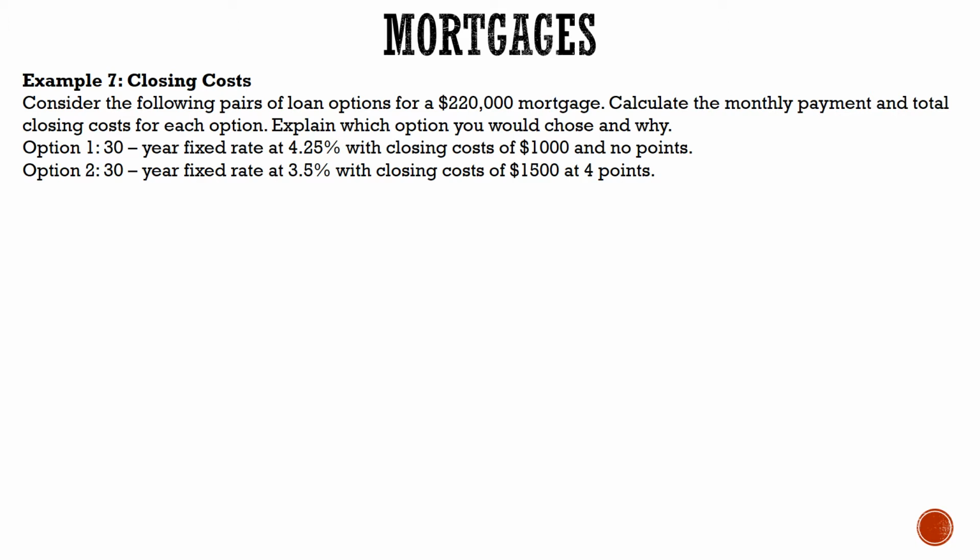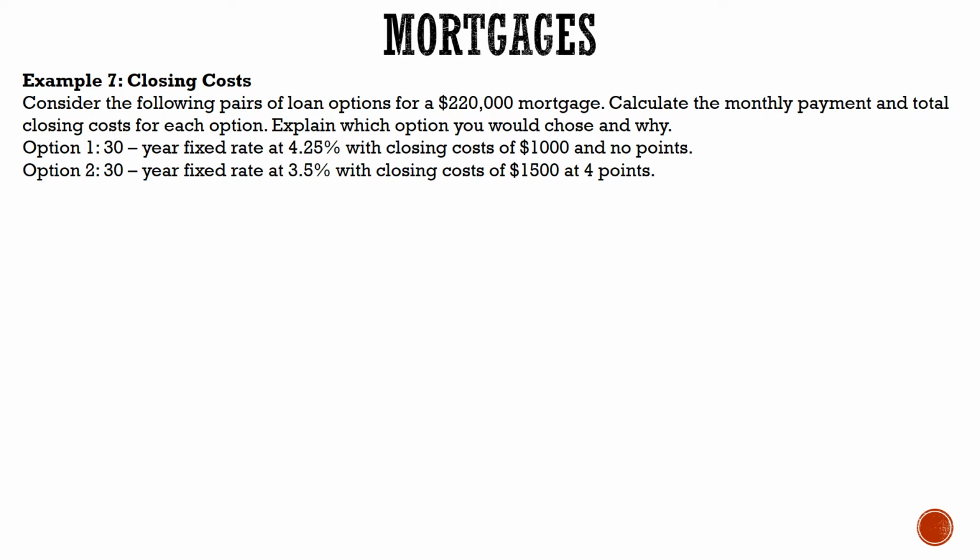Here's another mortgage comparison. Example 7. Consider the following pairs of mortgage options for a $220,000 mortgage. Calculate the mortgage payment and total closing costs for each option. Explain which option you would choose and why. Our first option is a 30-year fixed rate mortgage at 4.25% with closing costs of $1,000 and no points. Option 2 is a 30-year fixed rate mortgage at 3.5% with closing costs of $1,500 and 4 points.